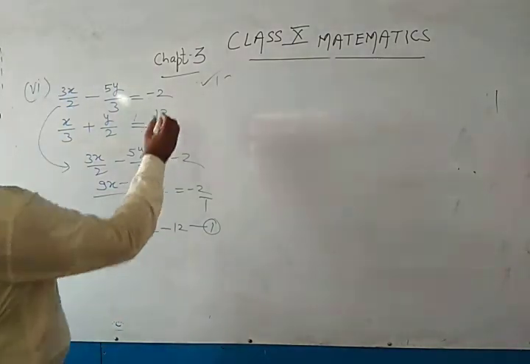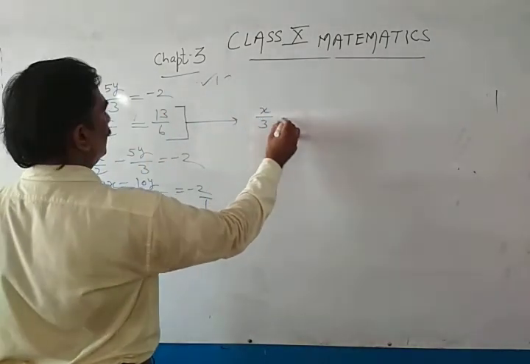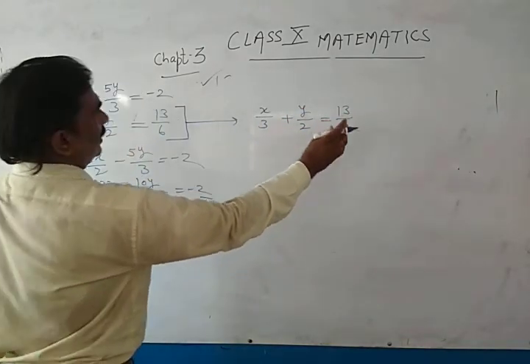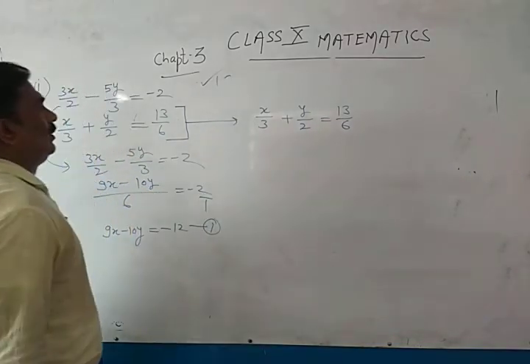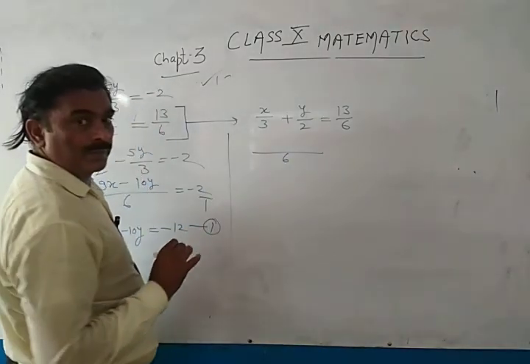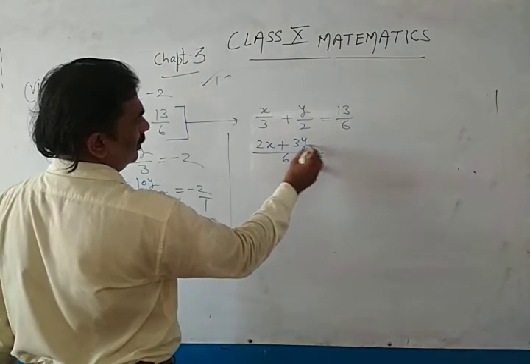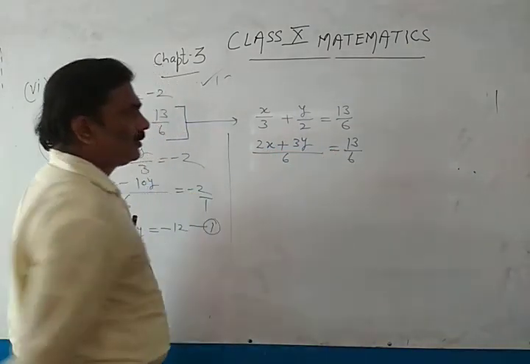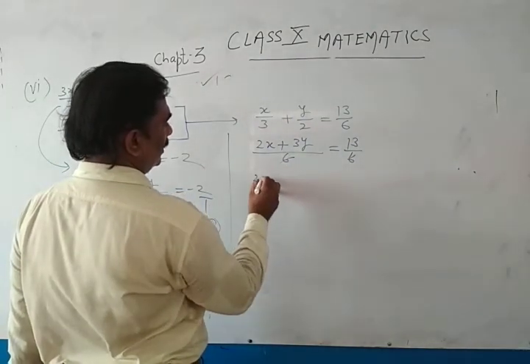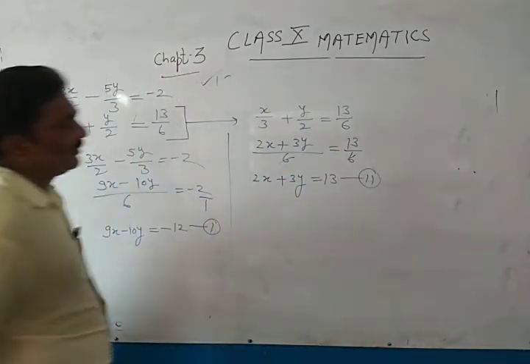Now similarly, we will solve this equation: x upon 3 plus y upon 2 is equal to 13 upon 6. Okay. Now take LCM. 3 2s is 6, plus 2 3s is 6, 3y is equal to 13 upon 6. Now we can cancel out 6 from both sides. Eliminate this. We get 2x plus 3y is equal to 13 as equation number 2.